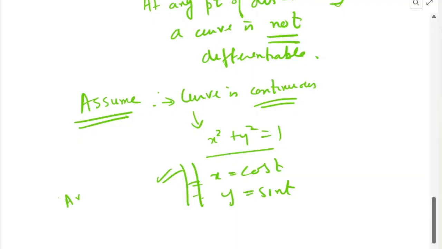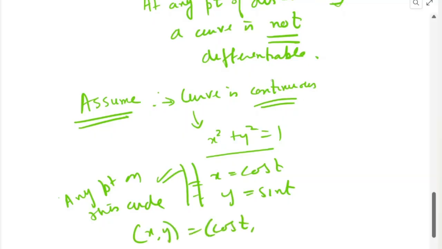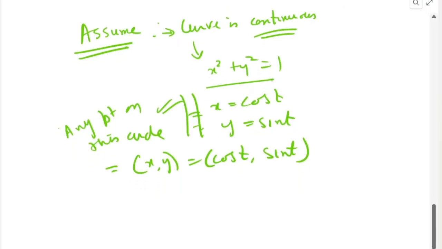At any point on this circle, you can write x, y. That means you can write cos t comma sin t. That means you can write any point on the circle as a position vector r(t). Okay, so with this type of form, we will be dealing right now. So I am taking any curve which is continuous. That means whatever vector function comes here, that is differentiable right now.